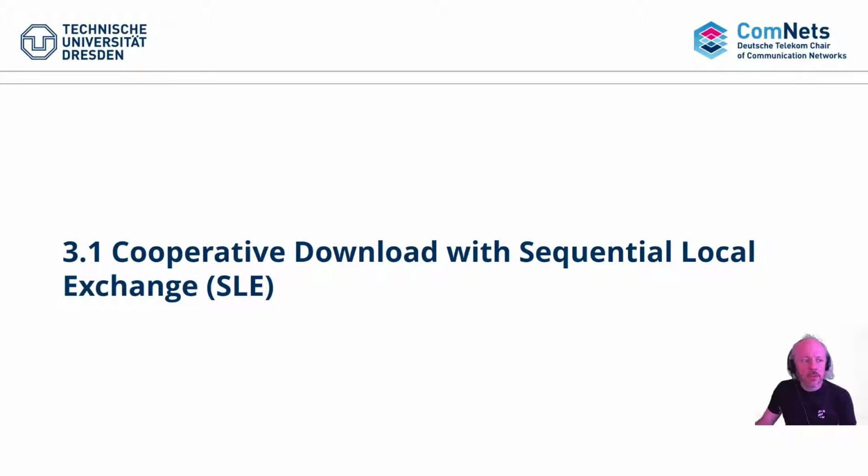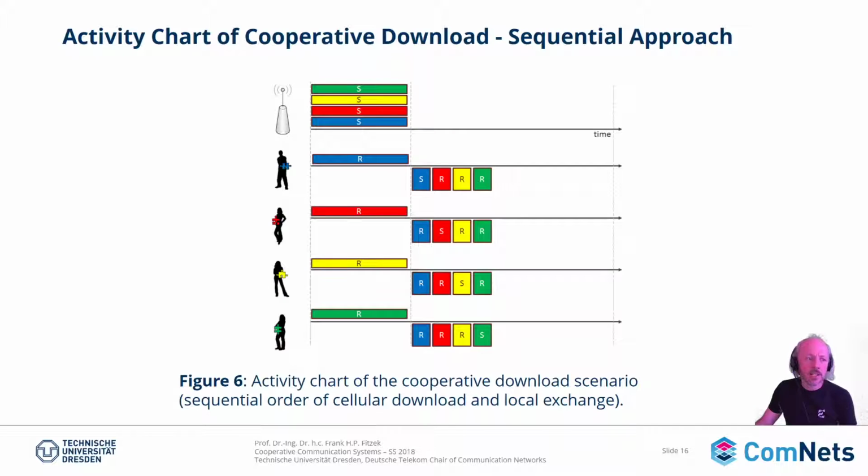So the first thing is a cooperative download with sequential local exchange. I already said what I mean by that, but just so that you understand it again. The base station will send the 4 different pieces to the users individually. So think about an LTE channel, a PDP context, where you have a dedicated channel and everybody gets one piece of the overall content that everybody is interested in, right?